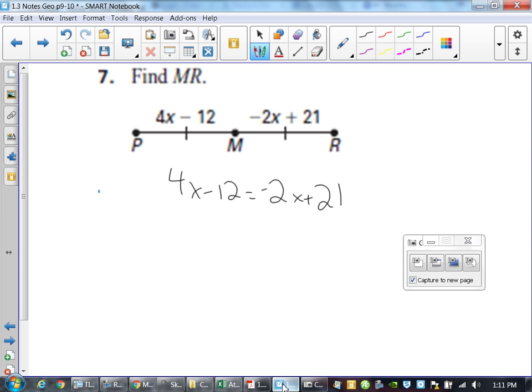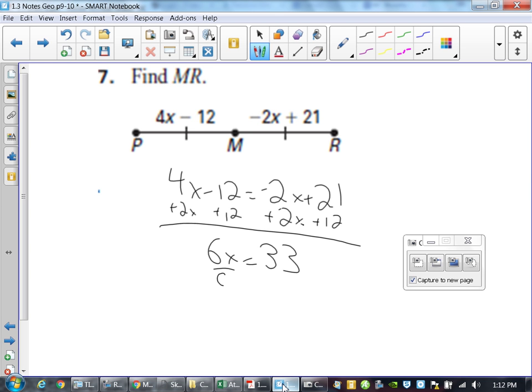So pick on the little guy. Who are you going to move? The negative 2x. How do you move a negative? Add it. Add 2x. I'm going to add 12 at the same time. I have 6x equals 33. And then divide by 6. You get 11 over 2, 5.5.